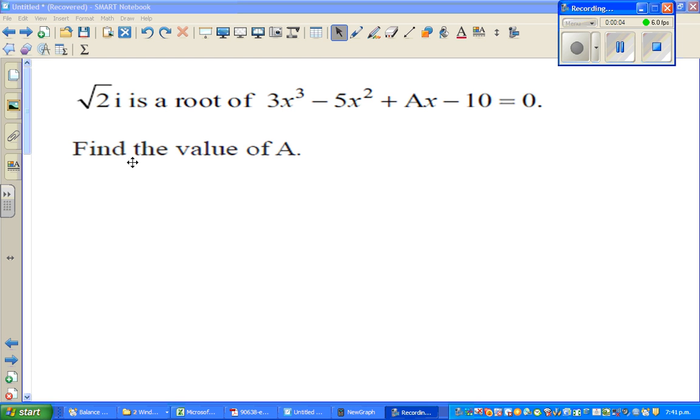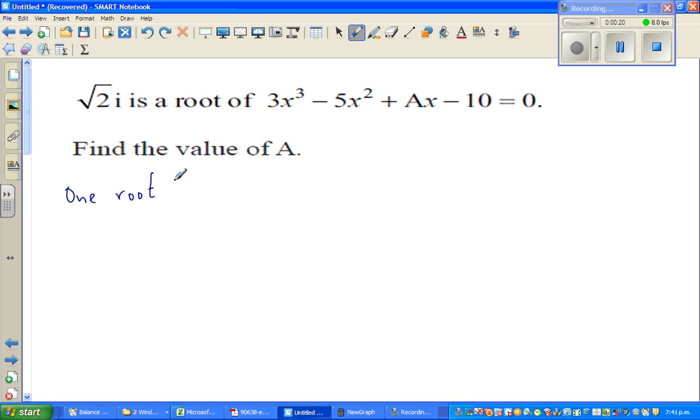Root 2i is a root of 3x cubed minus 5x squared plus ax minus 10 equal to 0. Find the value of a. Now this is a cubic equation, and one root is given to be root 2i. So one root is equal to root 2i, and you want to find the value of a.